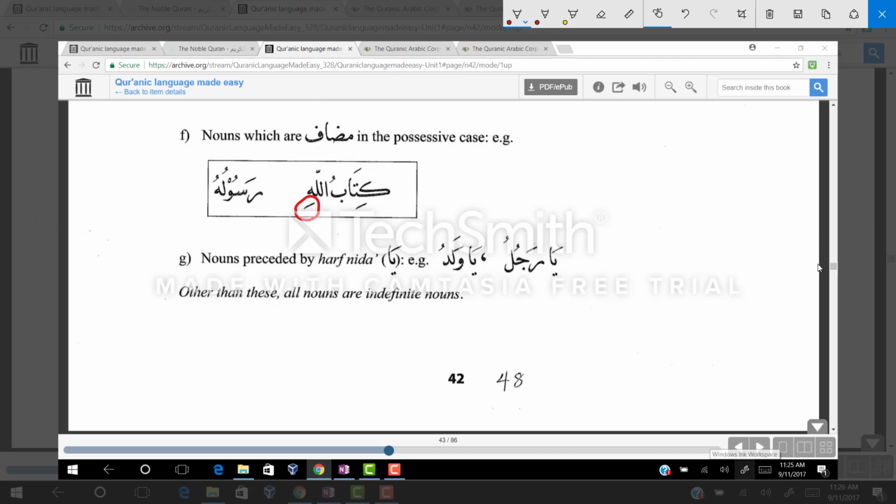So any nouns which are in the possessive case or in the mudaf, they are also marifa, like kitabu and rasulu, they are marifa nouns.